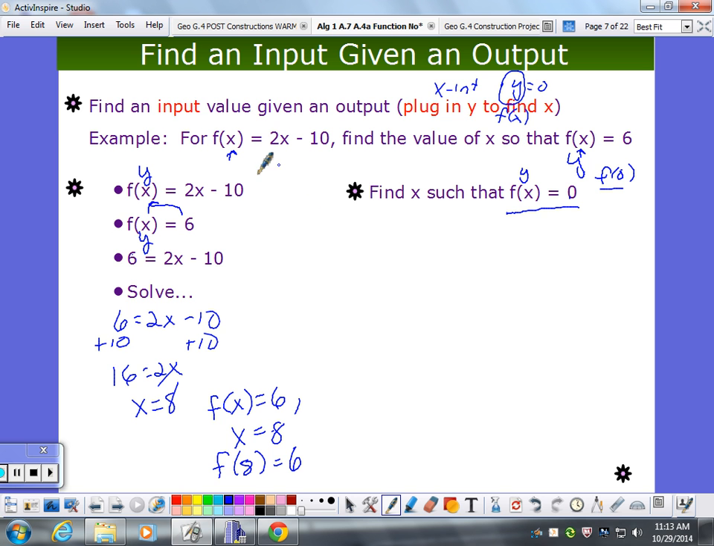So if this is my function, f of x equals 2x minus 10, and f of x equals 0, where does the 0 go? I have 2x minus 10, but that 10 is a number. I'm not going to replace that. Where does the 0 go if f of x is 0? Easy, what do you think?